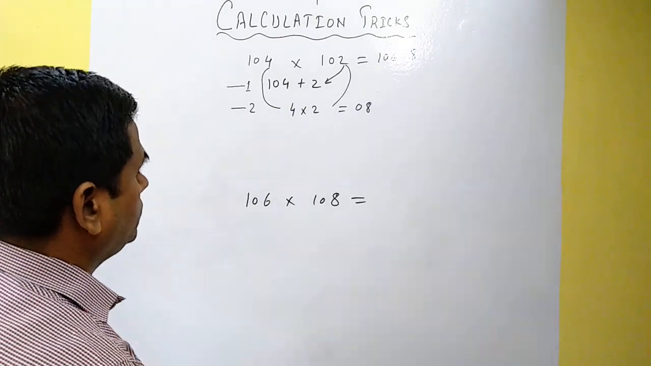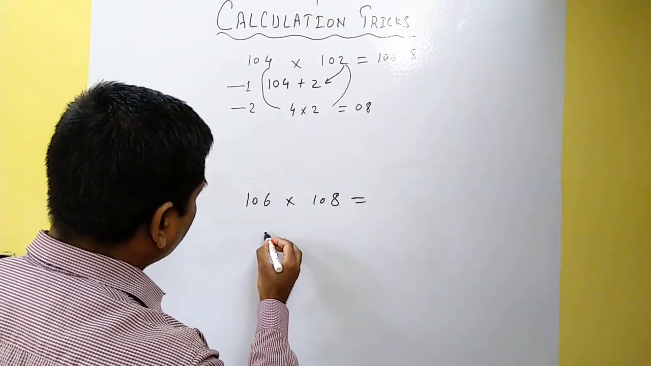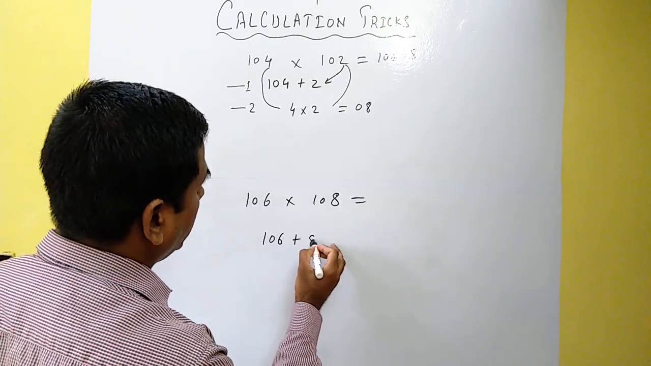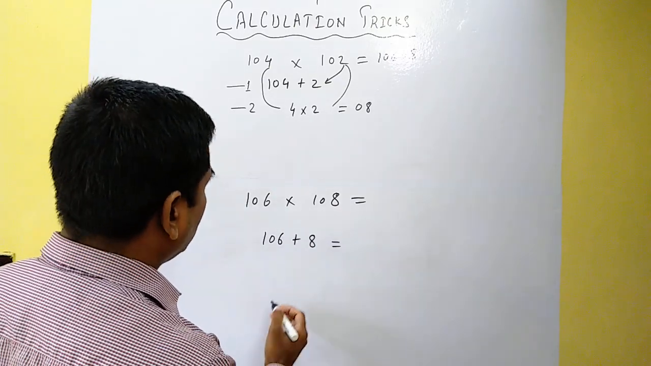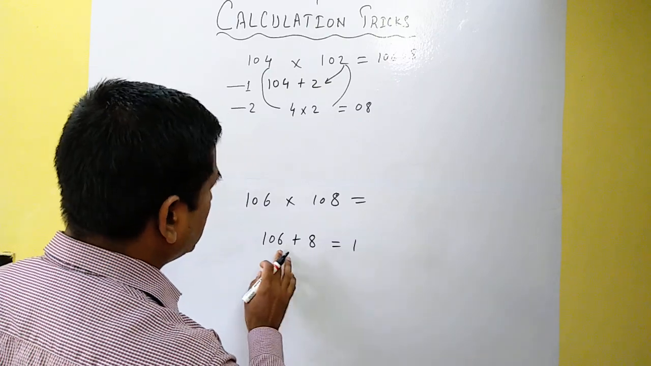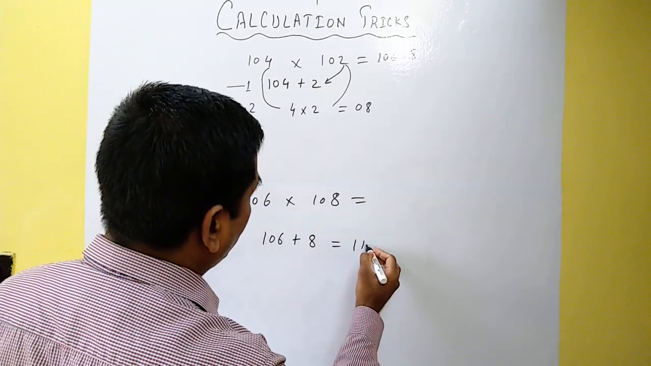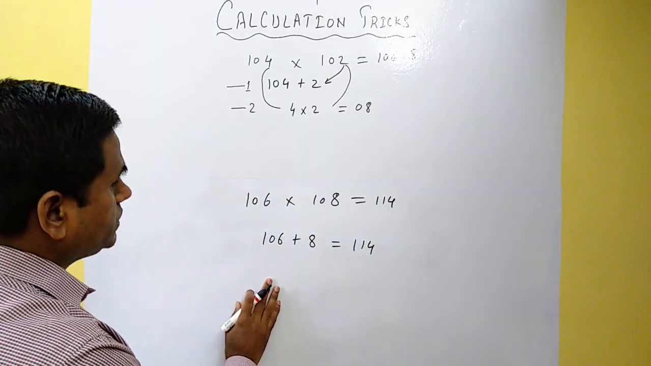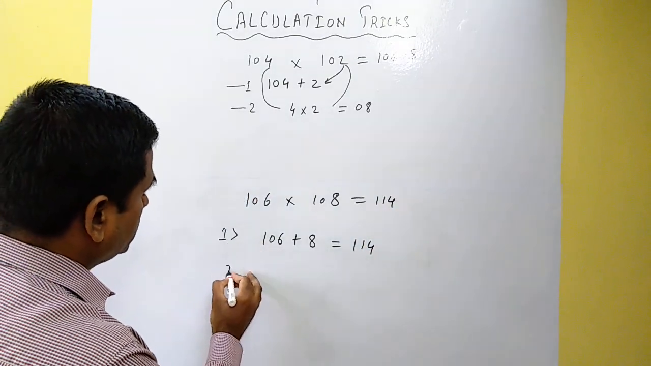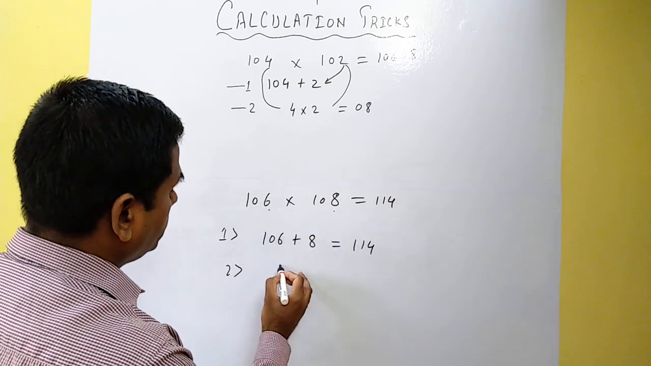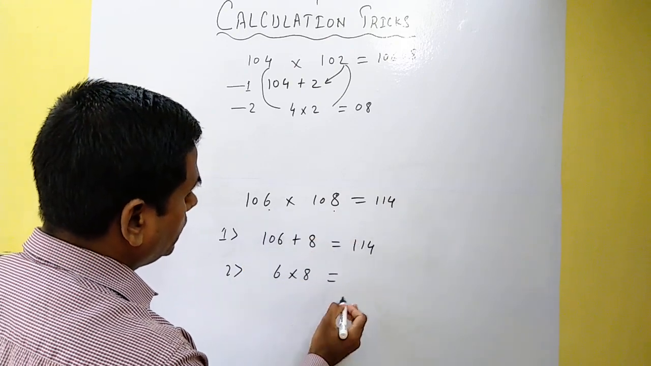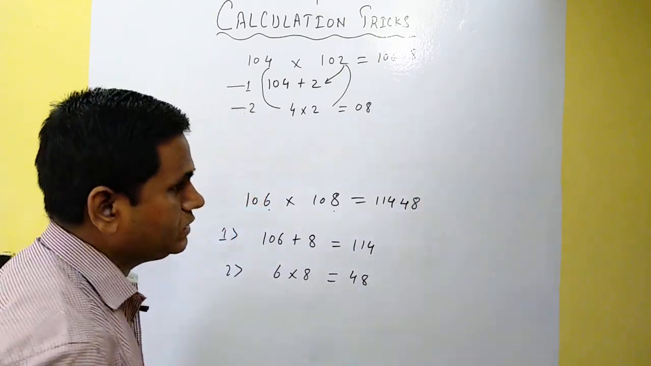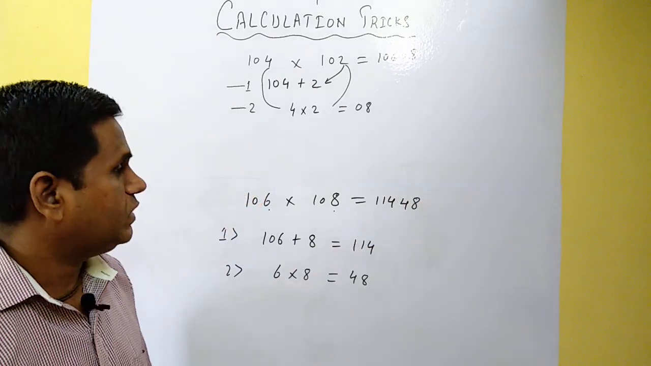Let us do this using the same trick, friends. 106 plus 8. So this will give us 106 plus 8 is 114. So we can write here 114. And then next step, this is the first step. Second step, 6 into 8 we will be doing. 6 into 8. 8 6s are 48. So we will write here 48. So we have got the result very quickly.